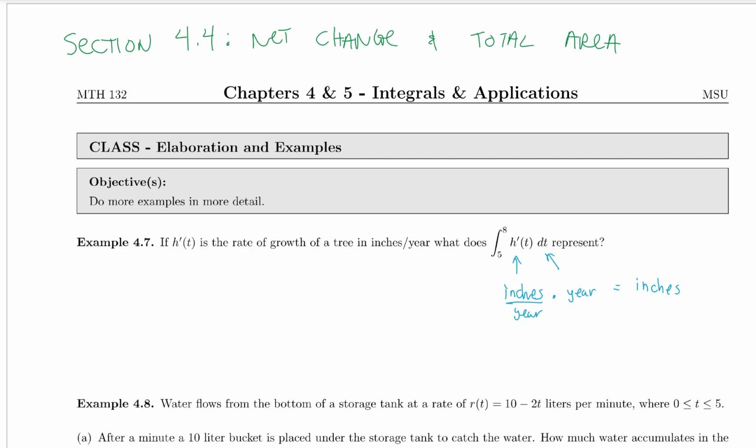So using the fundamental theorem of calculus, we see that this integral is equal to h of 8 minus h of 5. And h of 8 minus h of 5 is the change in the height from year 5 to year 8. And we're going to see that happen over and over in this section, that our integral of a rate of change is just the total change over the range of the integral.